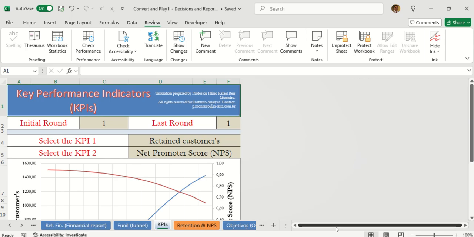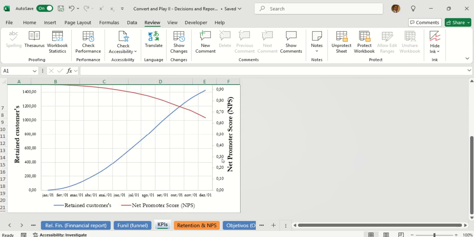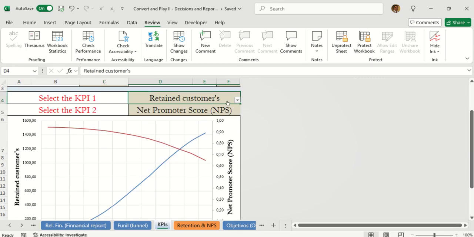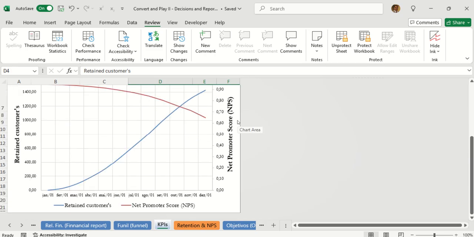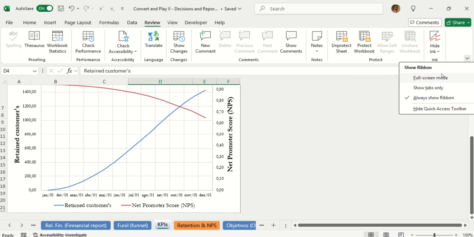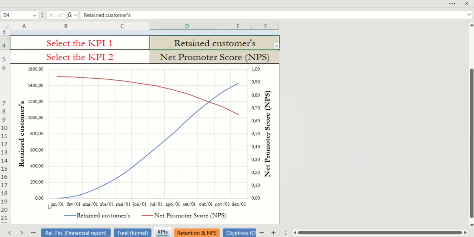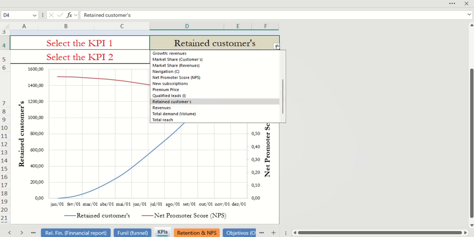This tab is also interesting. You can use it to explore relations between two different variables. For instance, I can check here the relation between the retention of customers and NPS. Here I can see that my NPS is basically decreasing over the years, and the number of retained customers is increasing, but now it's reducing the speed of growth. But I can try other metrics as well.